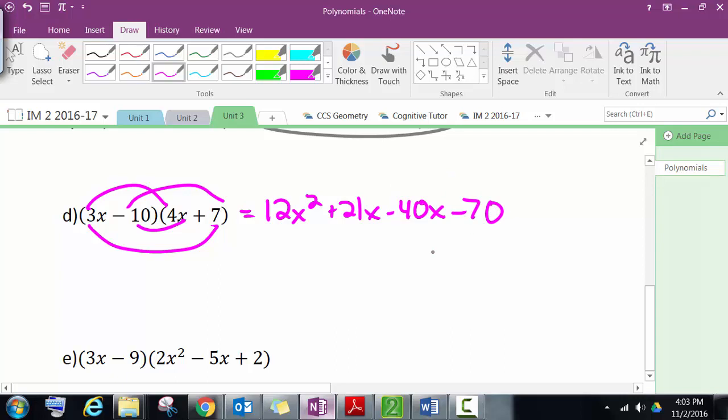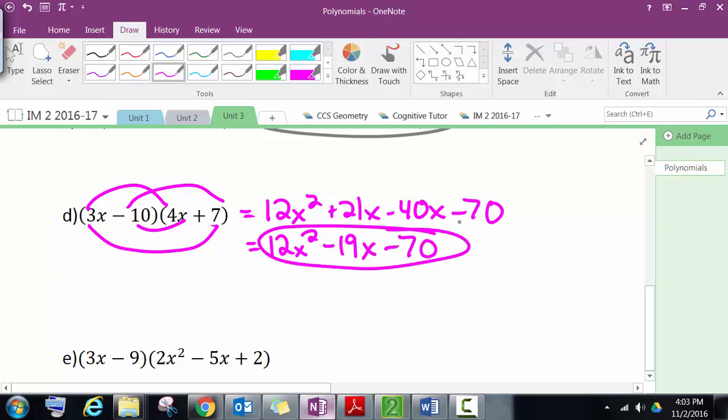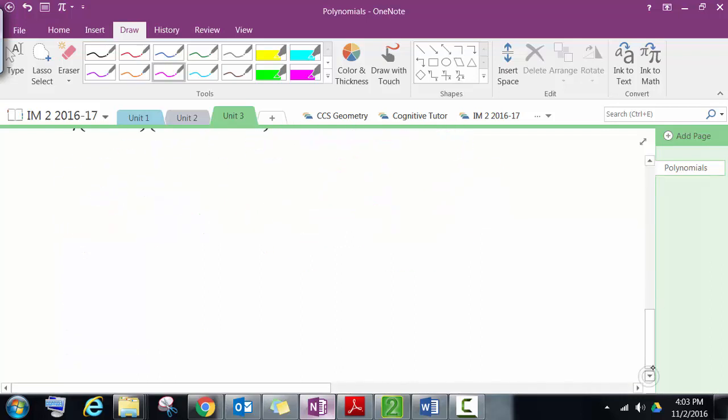And again, notice there's an x squared term, 2 x terms, and a number. And so we can combine our x terms. So 21x and negative 40x is negative 19x minus 70. Just like what we've done before. Well, then it gets different.